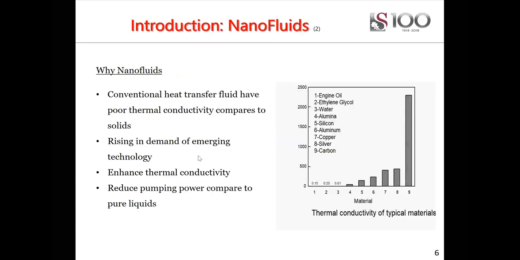If you look at here, you can see that ordinary fluid liquids like engine oil, ethylene glycol, water, their thermal conductivity is very low. But when you get to aluminum, silicon, aluminum, copper, silver, they have high thermal conductivity. So, for you to extract heat from the earth surface, you need a liquid of high thermal conductivity that can conduct the heat, that can extract the heat.